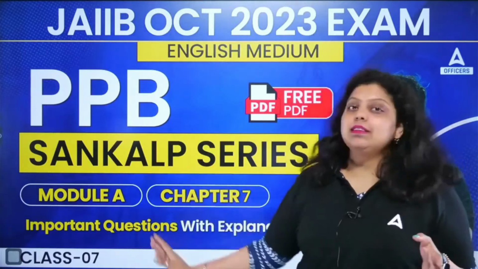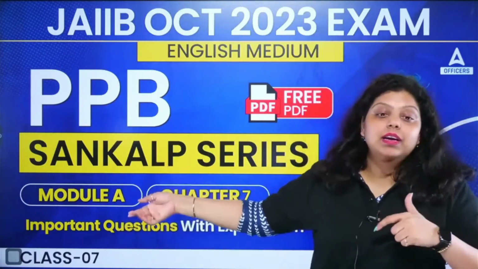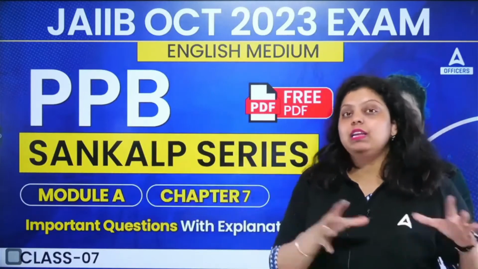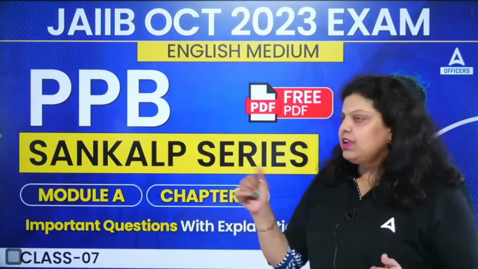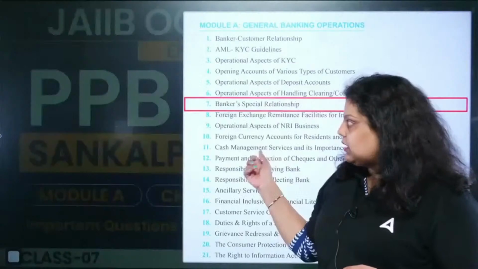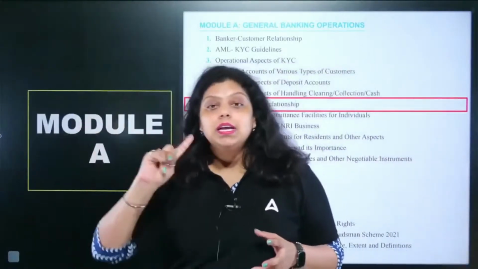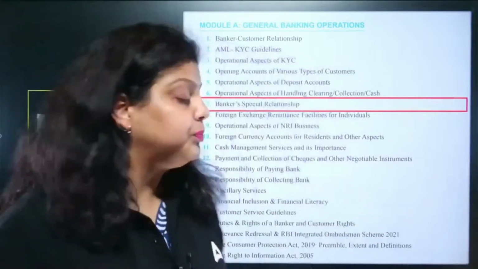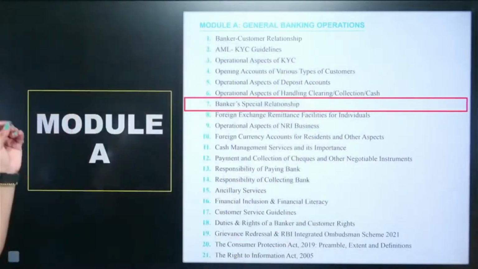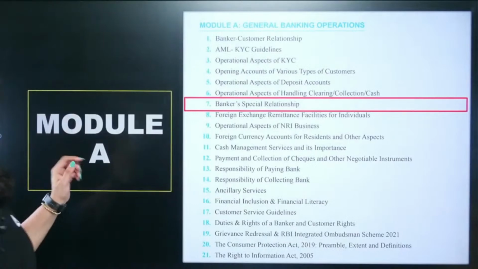Already 6 sessions have been completed. It means I have taken 6 chapters in individual sessions. Now today we have the 7th class. Before starting the session, as you know, PPB has the biggest syllabus in comparison to the other 3 subjects, right? And in case of PPB, there are 55 units. How many units are there?